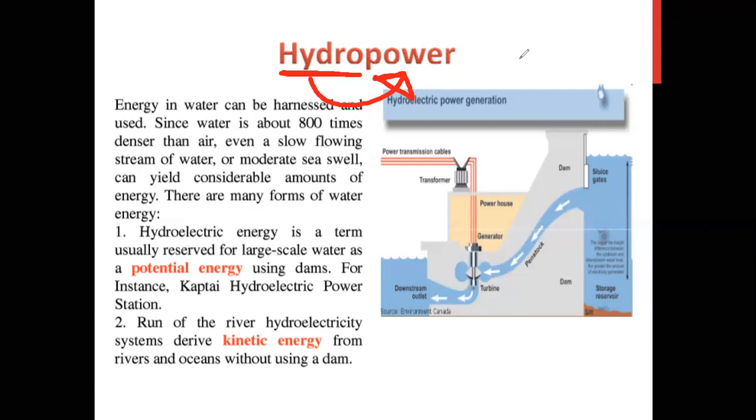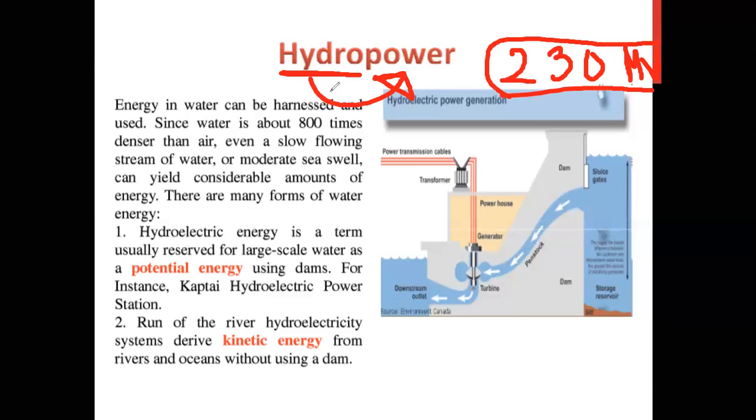If you don't know, you can note that the capacity of the Kaptai hydroelectric power plant is 230 megawatt. What is the unit of power? Megawatt. That means 230 into 10 to the power 6 watt. This is the capacity of the Kaptai hydroelectric power plant. Very important for different government exams.